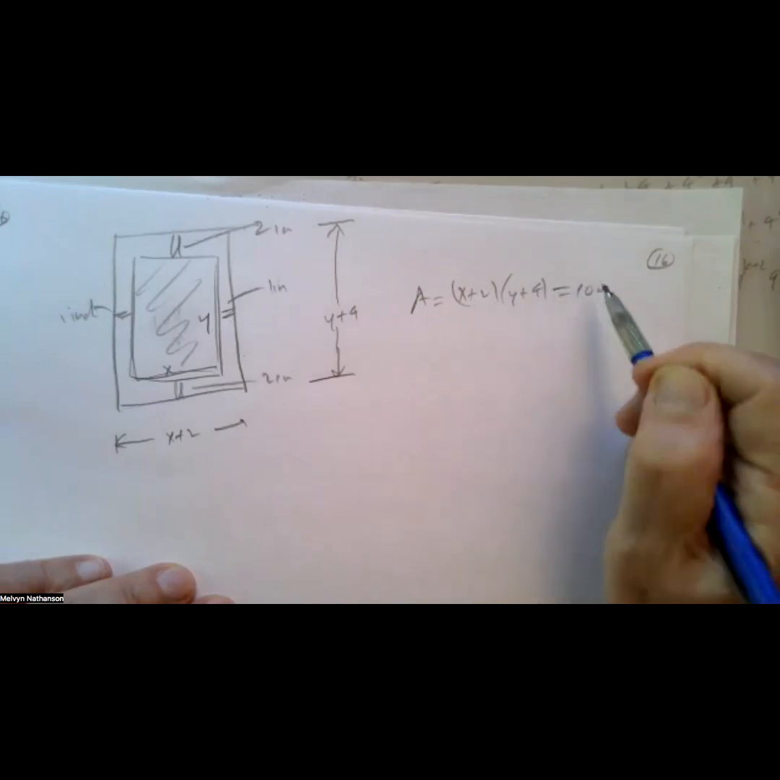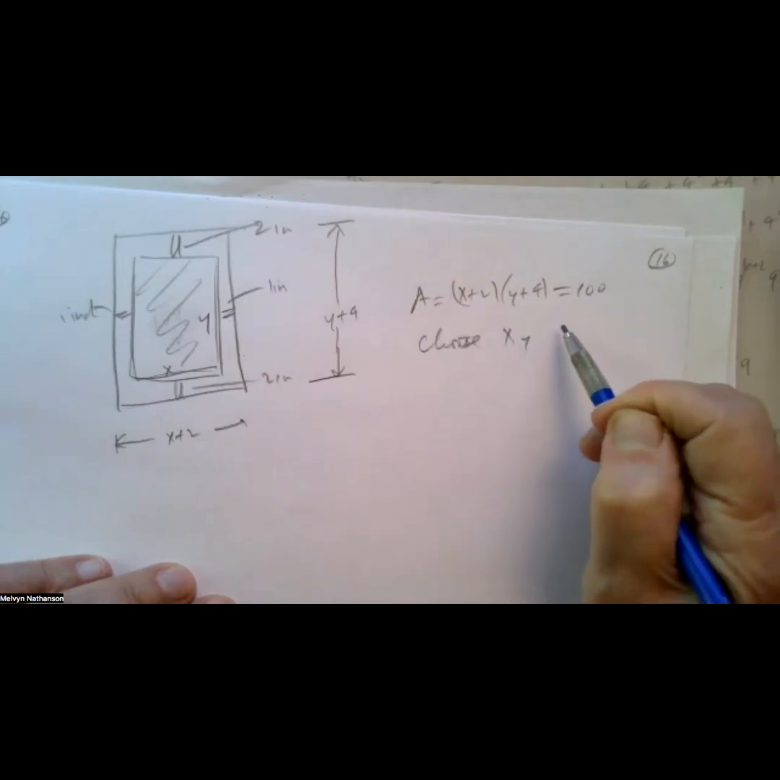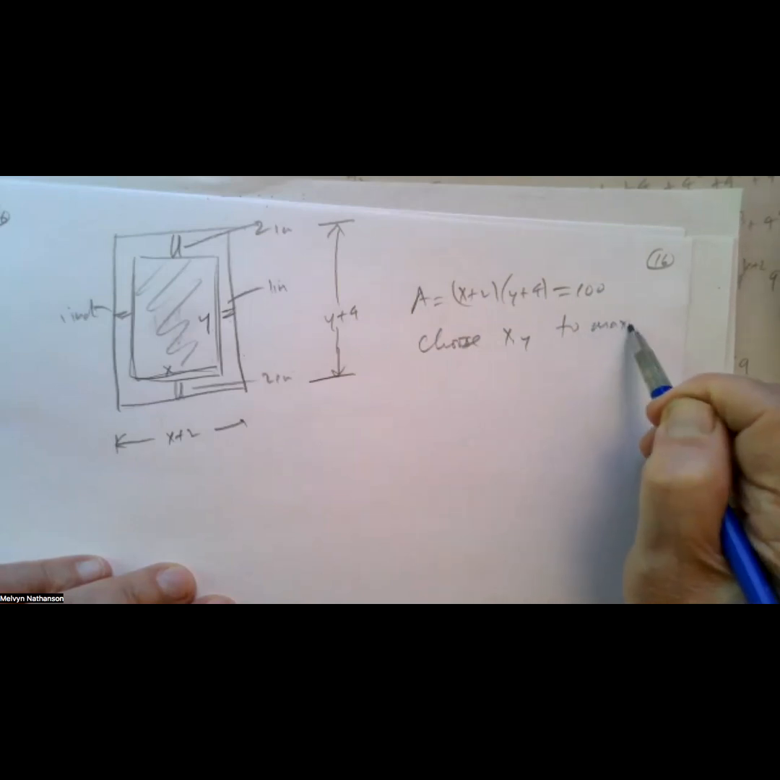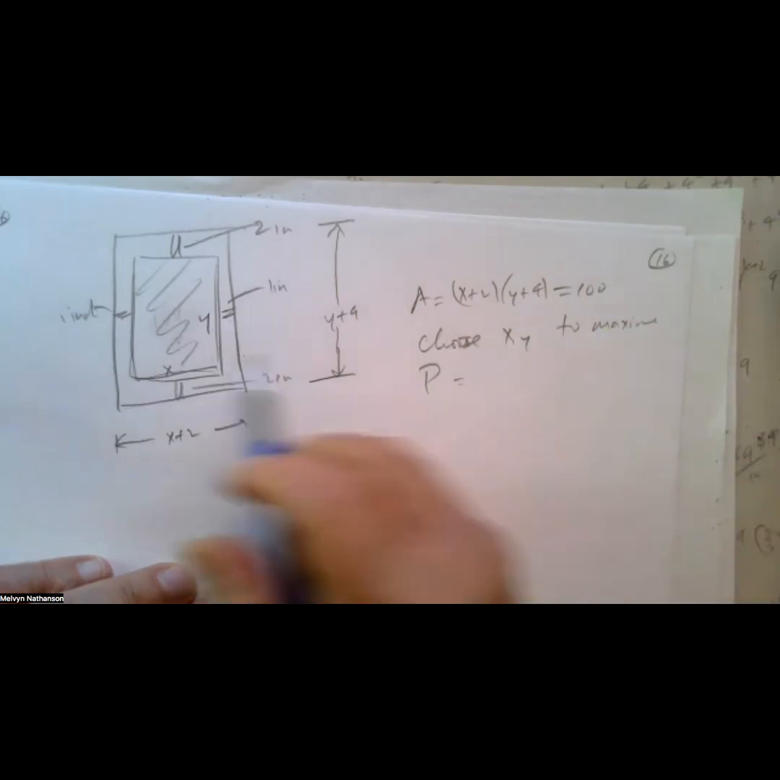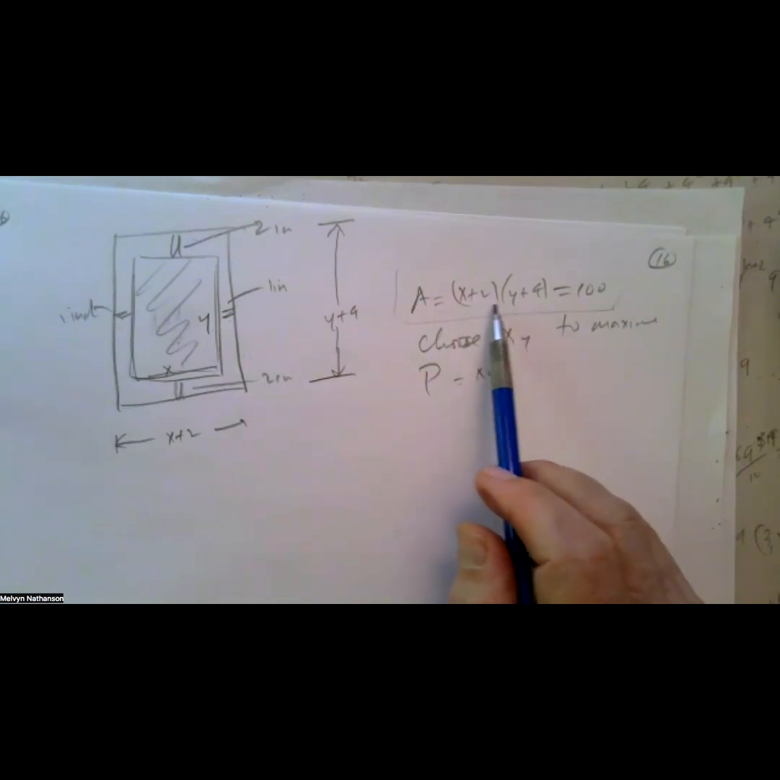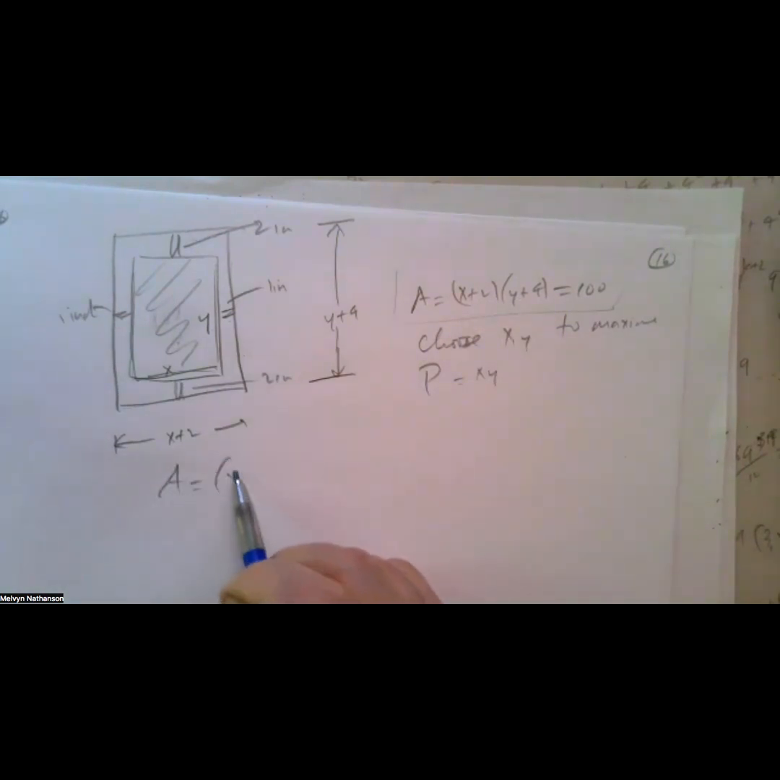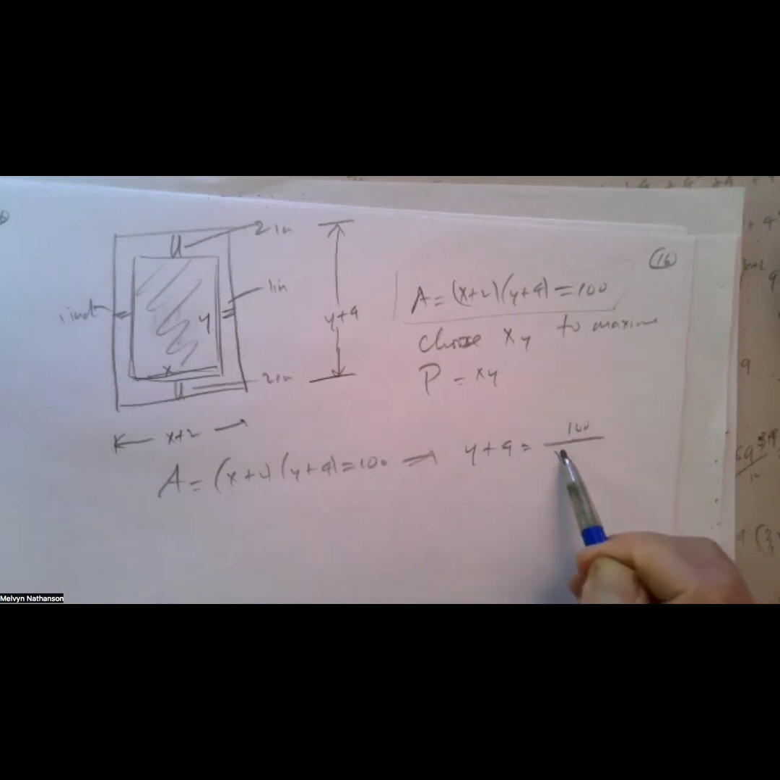And we're told the total area is 100. And we want to choose the dimensions X and Y to maximize the printed area. I call this P, which is just X times Y. So if I take this equation for A, this determines Y as a function of A. If A, X plus 2 times Y plus 4, is 100, then Y plus 4 is 100 over X plus 2. So Y is 100 over X plus 2 minus 4.